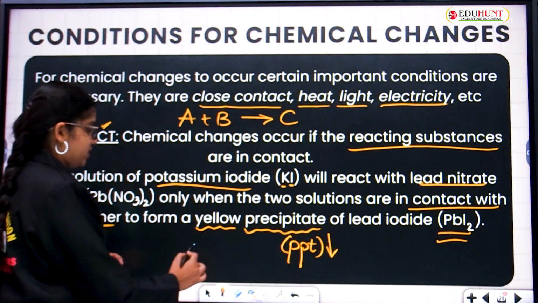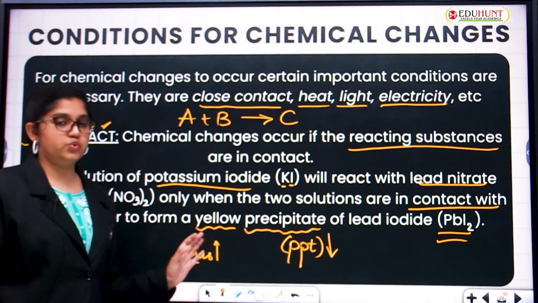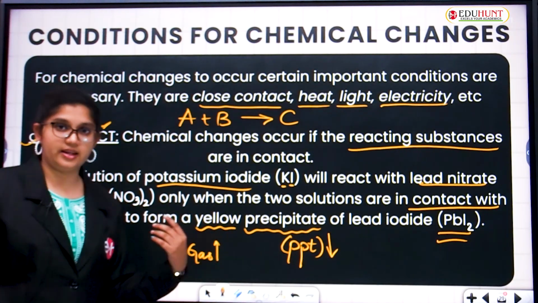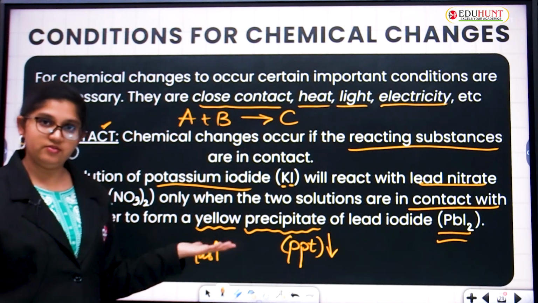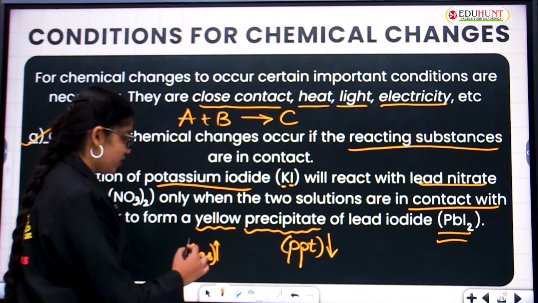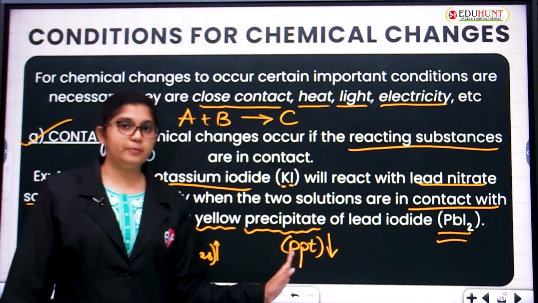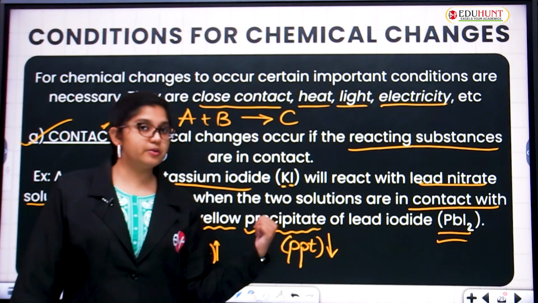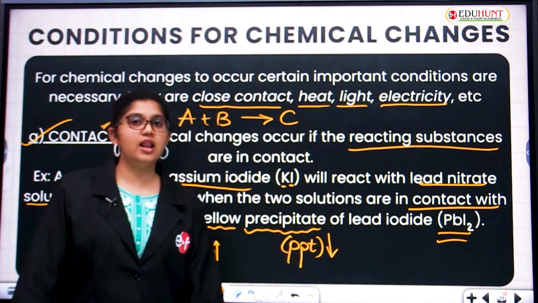If any gas is present in the reaction, like H2 or O2 or oxygen or carbon dioxide, and it evolves and escapes from the test tube into the atmosphere, we represent it with an upward arrow mark like that. But here we got a PPT, a precipitate. A yellow colored precipitate formed. Very good. So it is nothing but lead iodide.